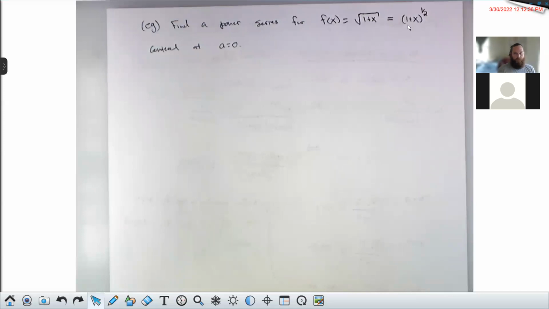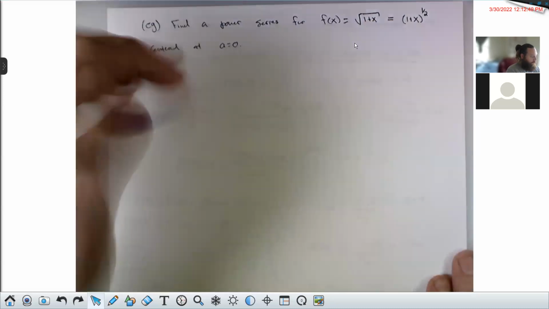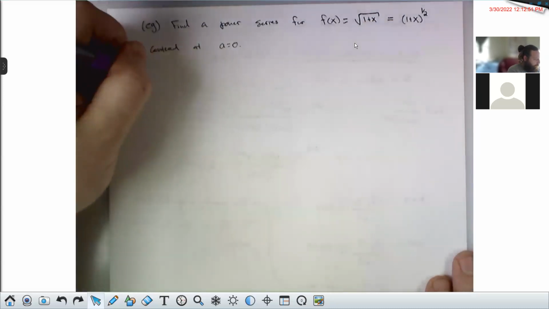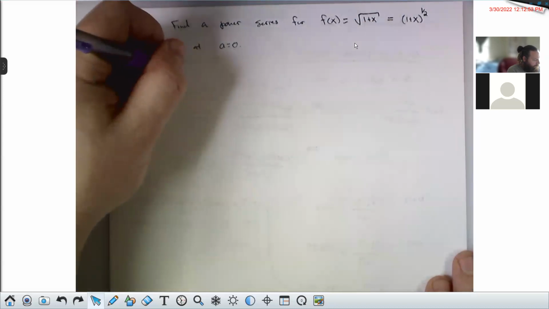This is definitely not like e to something or sine of something or arctan of something. It's none of that, right? So I cannot get this by plugging into any of my known power series formulas, which means the only way I can attack this is through the Taylor theorem, meaning it's time to build the table.